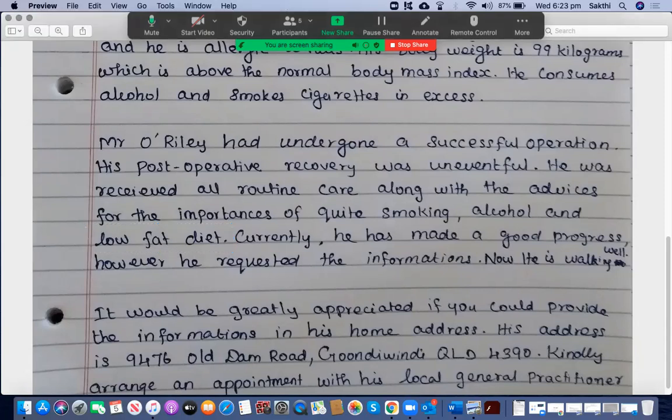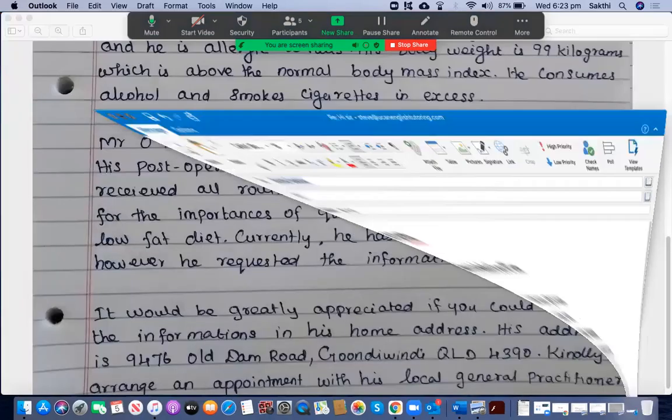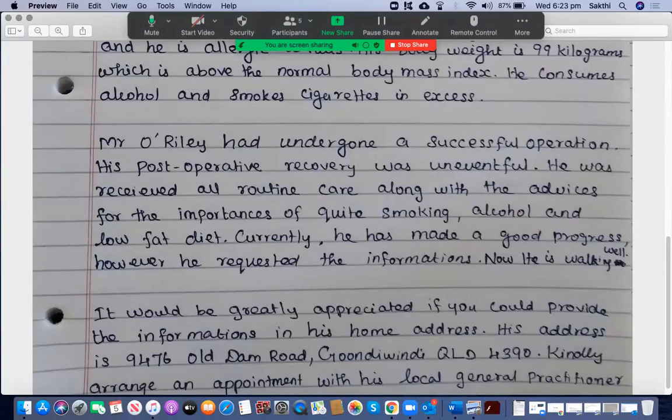"However, he requested." After "however" we need to have a comma. "However, comma, he requested." After every linking phrase, you need to place a comma. When you watch my punctuation marks video, you should be able to understand all these things. "However" is a connecting phrase.